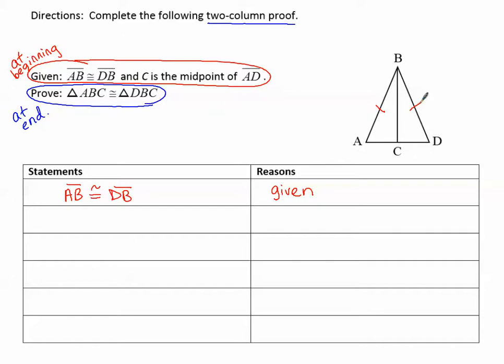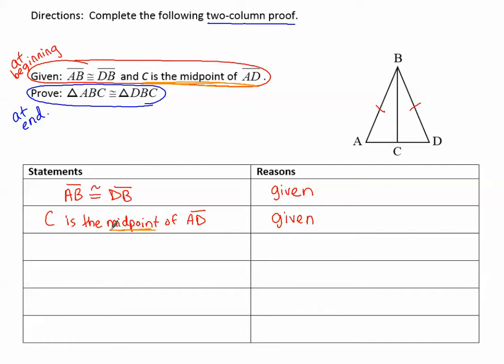Also, C is the midpoint of AD. C is the midpoint of AD. So I'm going to write again what they gave us. And that it's given. We didn't have to think of it. But I also need to mark it in my picture. But I have to think here. What does it mean that C is the midpoint of AD?